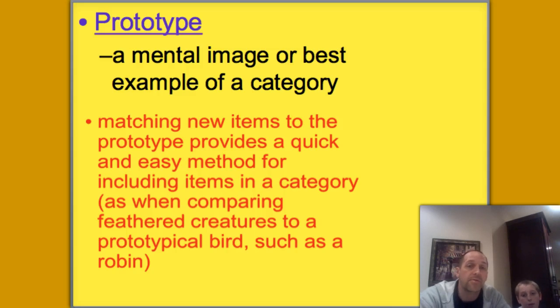So you're matching new items to the prototype, and it provides a quick and easy method for including items in a category, as when comparing feathered creatures to a prototypical bird, such as a robin. If I said think of a bird, most people think of a robin-type bird or maybe a cardinal, a bird that's relatively small and has all the main features of what you consider a bird. Most people don't immediately think of an ostrich, which is a bird but much larger than your average bird, and it can't fly. Or they don't think of a penguin, which is also a bird.